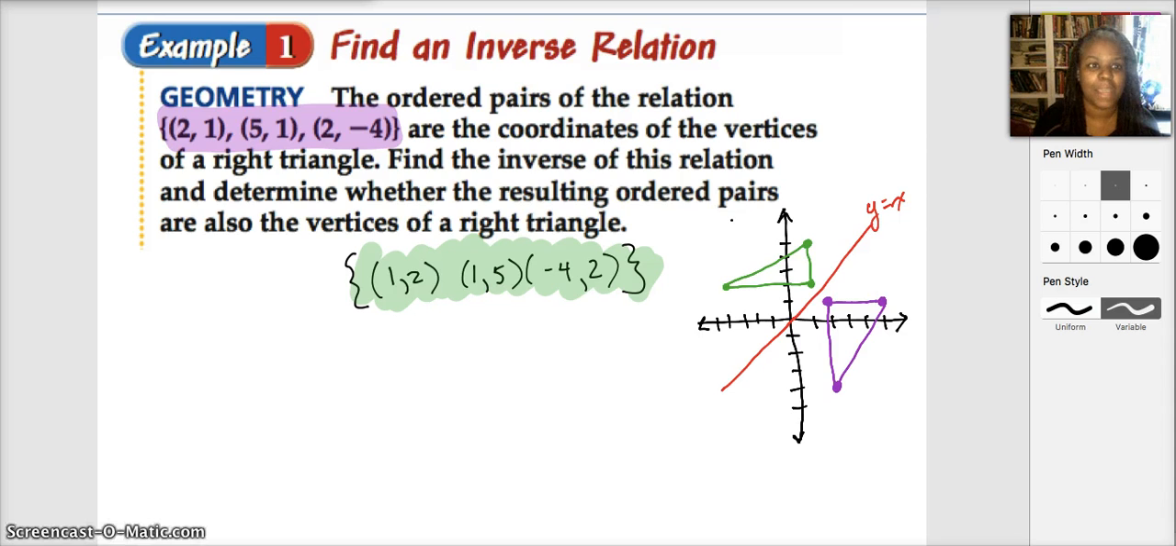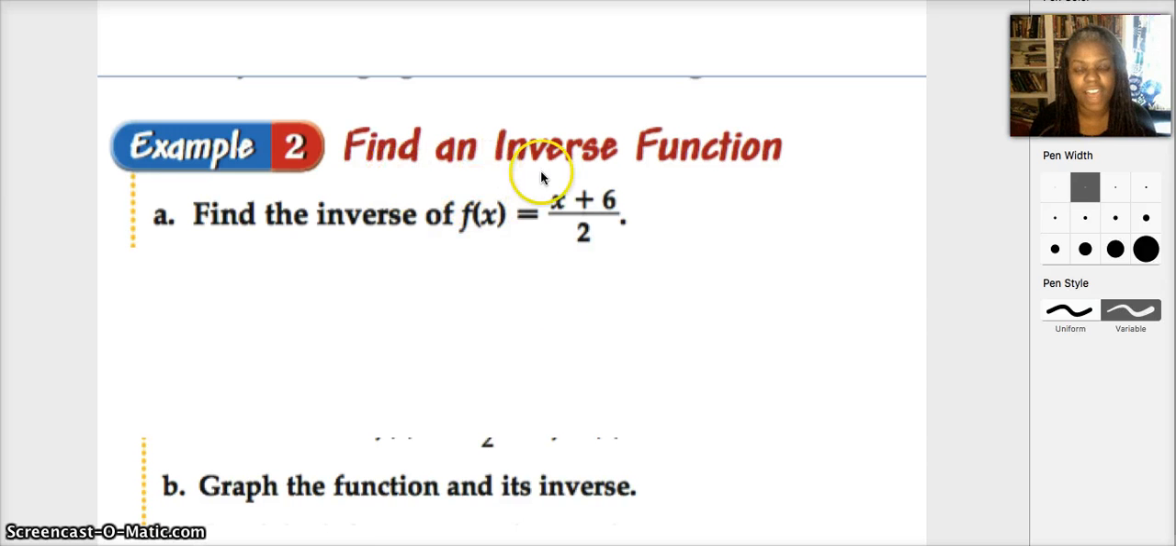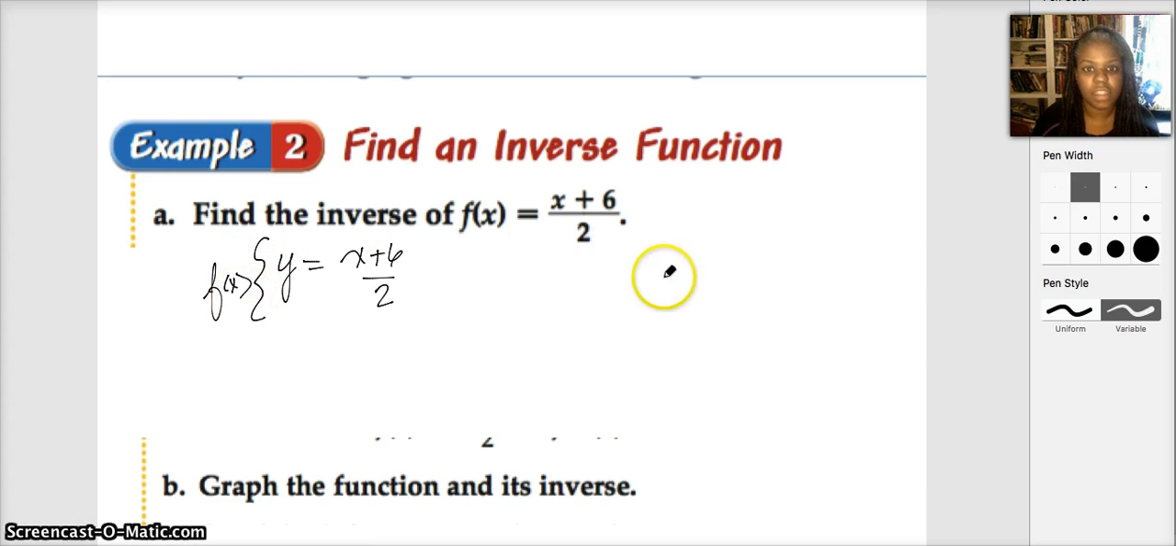Let's look at the next example. Here in this example, what we're called to do is to figure out how to find an inverse function. And the way we do that is pretty cool. We find the inverse function by first rewriting this out of function notation, writing it as y is equal to (x + 6)/2. And this is the f of x function.